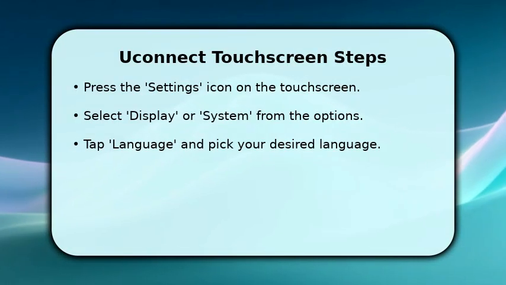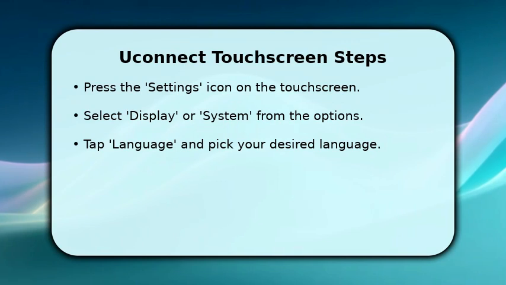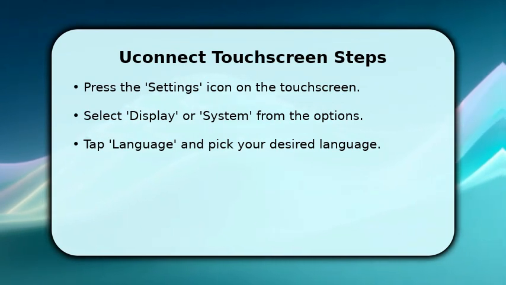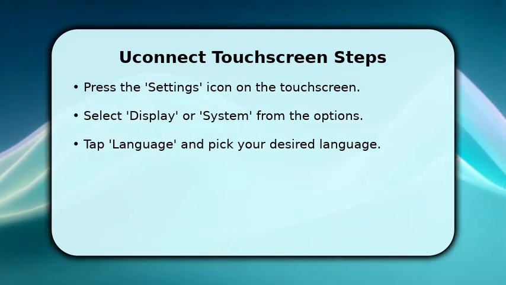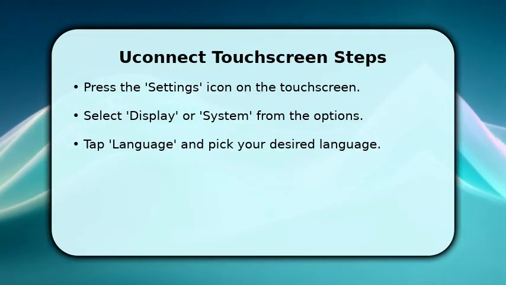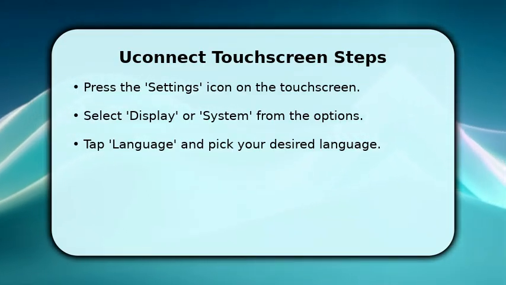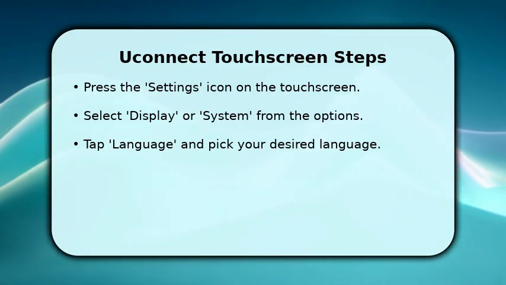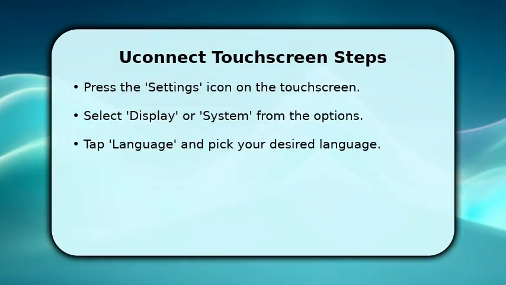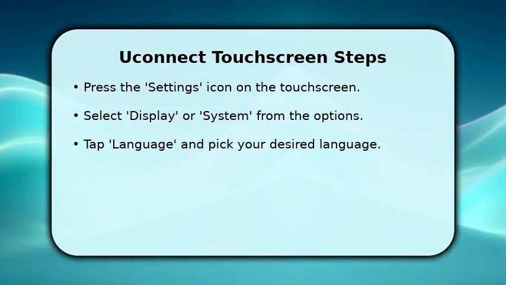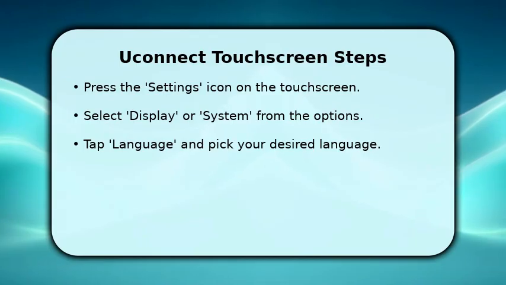For many Jeep Grand Cherokee models with a Uconnect touchscreen, the process is quite simple. Start by pressing the settings icon, usually found on the main screen. From there, you will typically see an option for display or system. Select this, and then you should find language as one of the choices. Tap on it, and you can then select from available languages like English, Spanish, or French.